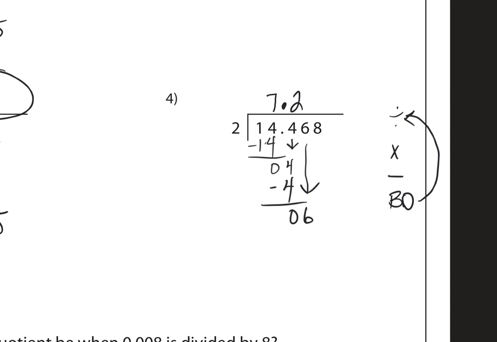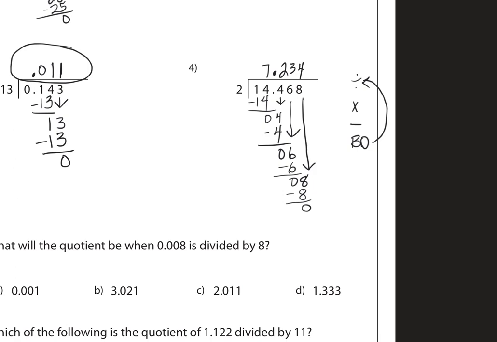How many groups of 2 are there in 6? Well, there's 3 groups of 2 in 6. Now that I've divided, I'm going to multiply. 3 times 2 is 6. When I subtract, I get 0, and my last time, bring that 8 down. How many groups of 2 are in 8? There are 4 groups of 2 in 8. I'm going to multiply. When I subtract, I get 0, and I have nothing left to bring down.